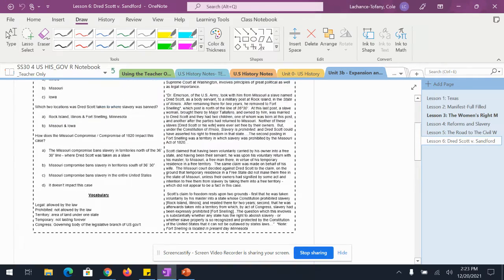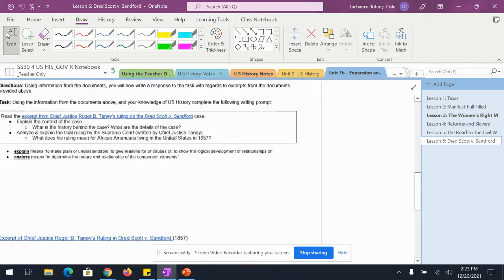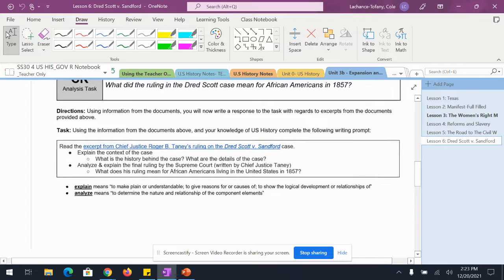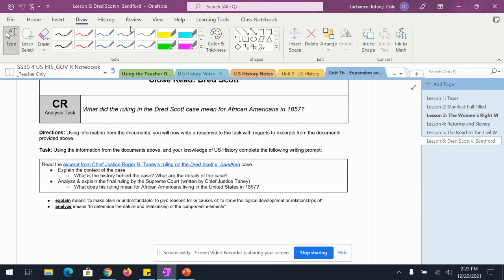And then once you're done reading that and answering those questions, you're going to go over here and you are going to answer this question. So in a paragraph, I would like a nice, give me 5 to 7 sentences. I'm not asking for anything too crazy. You're answering this question. What did the ruling in the Dred Scott case mean for African Americans in 1857? Also, sorry, my highlighting is really wacky right now.